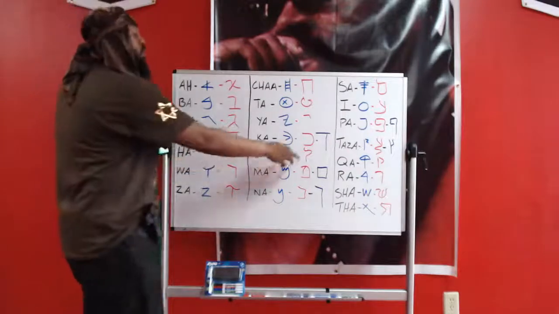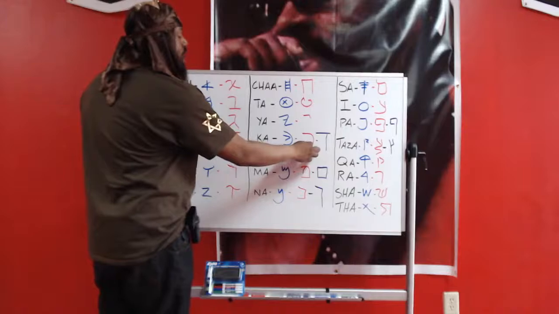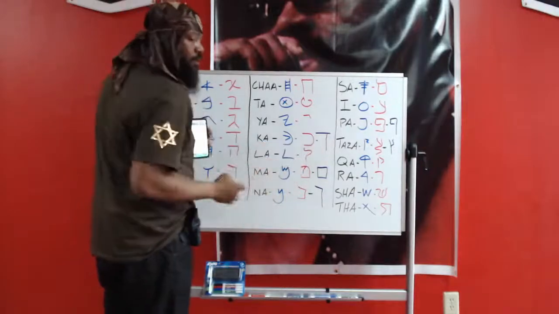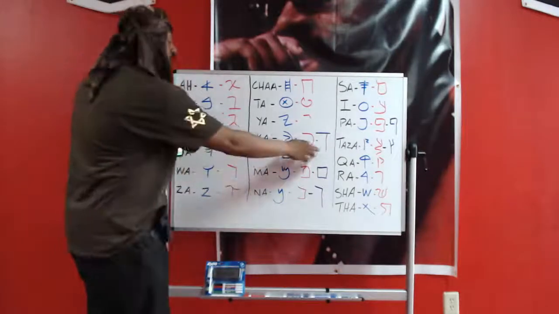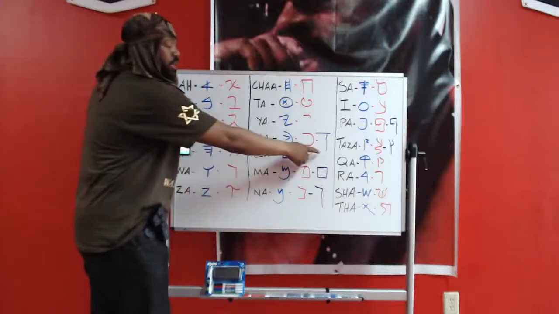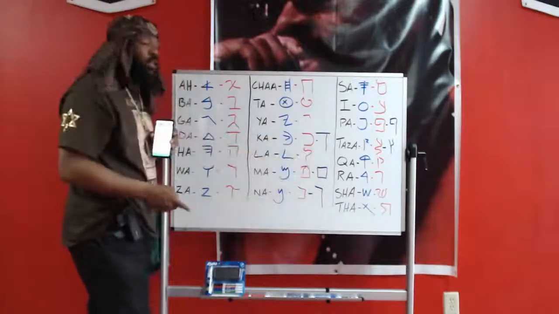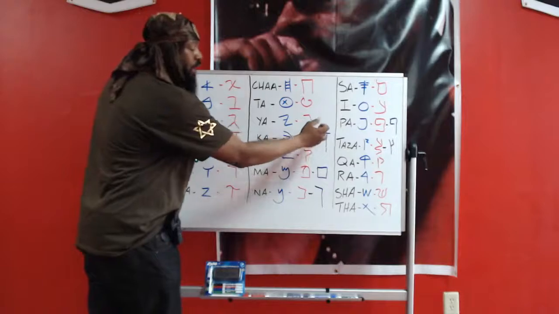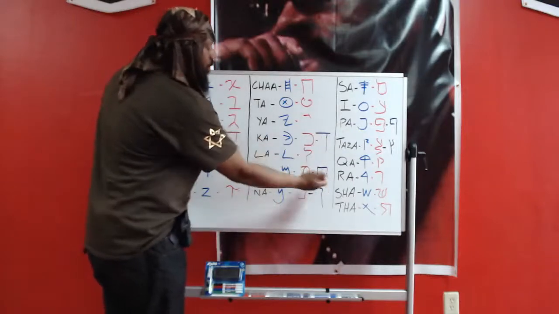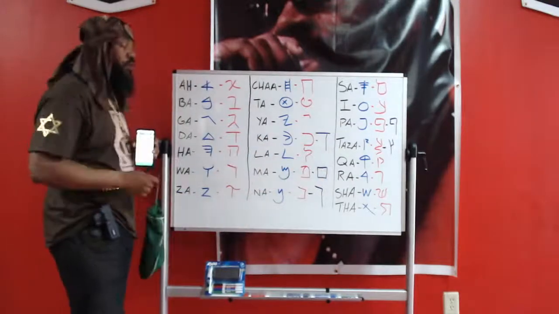Okay? Ka being one of them. Now Ka, if it's at the end of a word, is going to look like the Da, but Da is going to have the extended clip on it. Da is going to be a lot longer. But Ka is going to be a lot longer when it's at the end of a sentence, or at the end of the word.